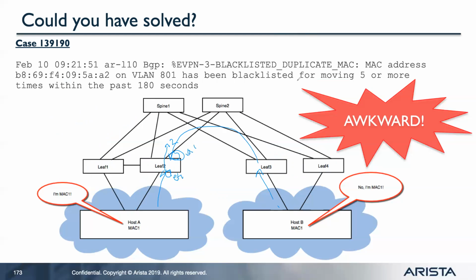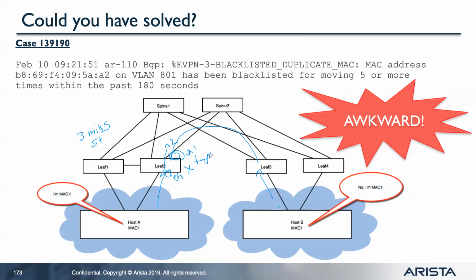So if this happens consecutively 5 times or more within the past 180 seconds, meaning the last 3 minutes, if this MAC move happens 5 times or more, it will blacklist that MAC address. Basically, it will stop sending type 2 route updates, because there is no point in unnecessarily sending type 2 route updates. So it will blacklist that.